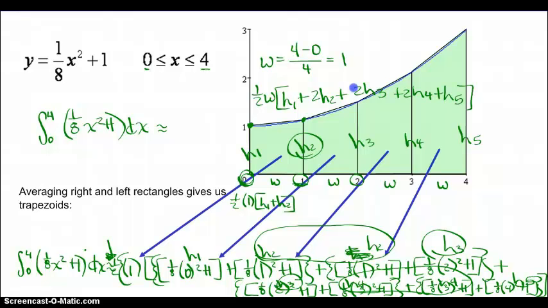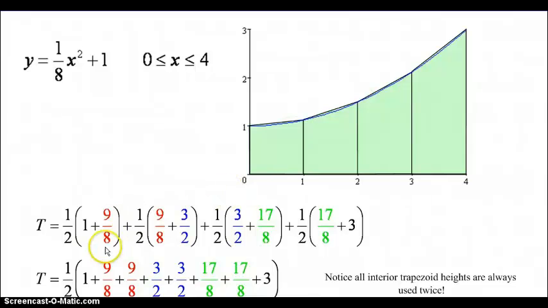endpoint once. So there's even a more concise way that we could write this that would probably be easier, and that way we're not writing these things twice because we just want 2 of those. So here I've done it, and you can see here's height 2 and height 3 and so forth. You can see that those are in there twice. So all interior heights are used twice.